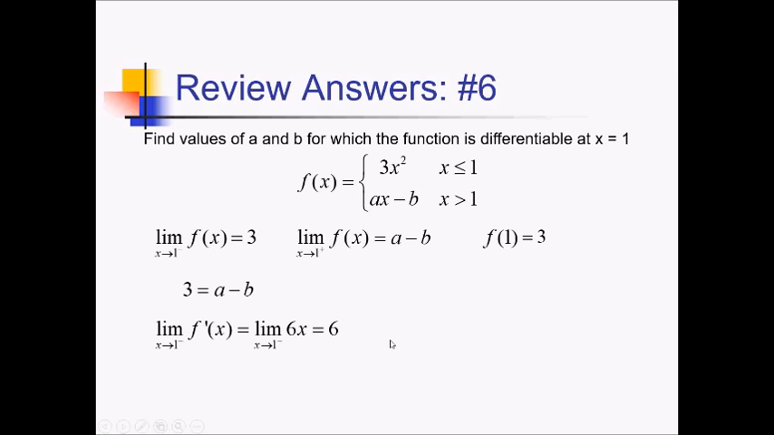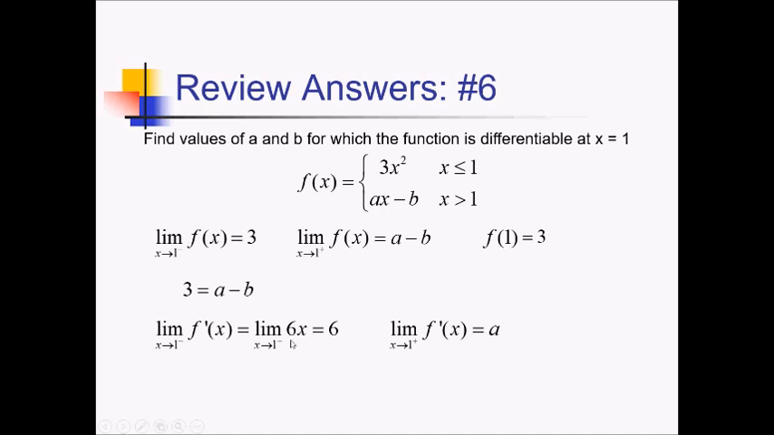Okay, let's take the right side limit now as x approaches 1 from the right of f prime. So for that one, we're just taking the derivative of this second rule. So going from left to right, derivative of ax is just a, because a is a constant. Derivative of minus b, well, b is also a constant, so it gets zeroed out. So this is actually just a when all is said and done.